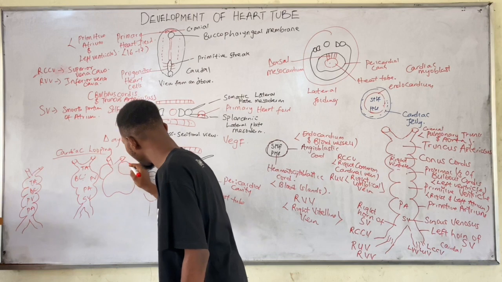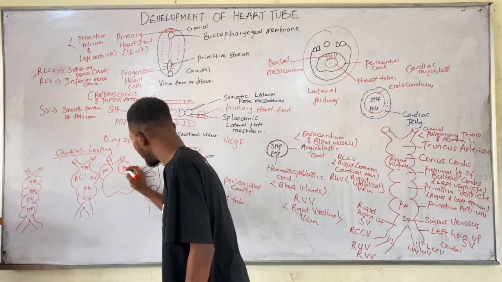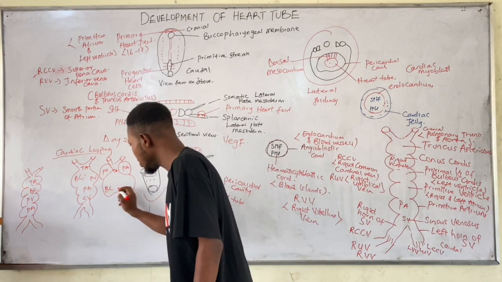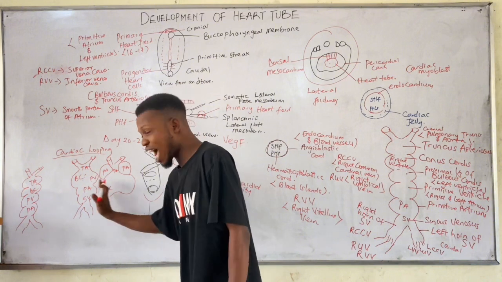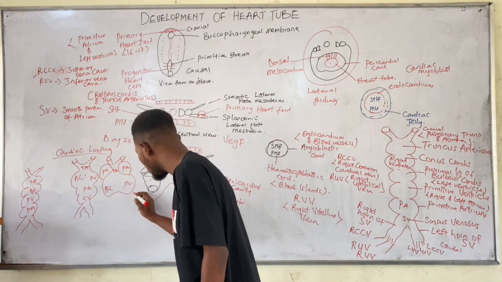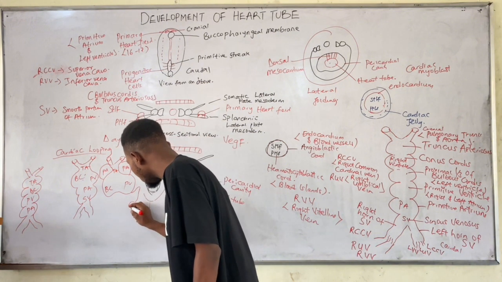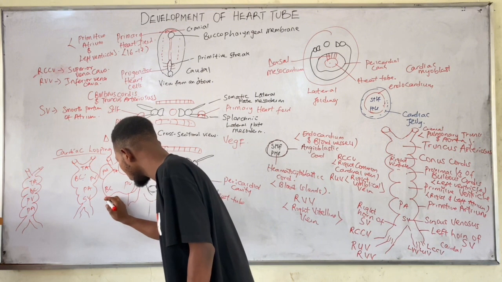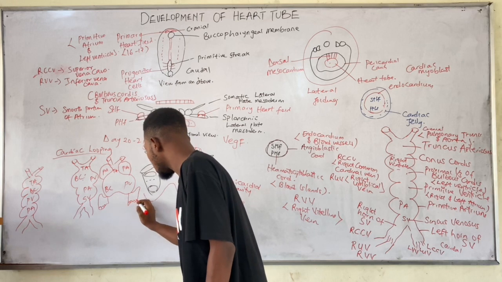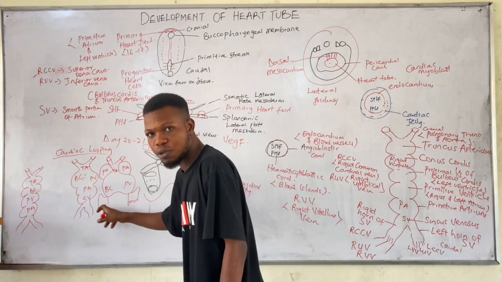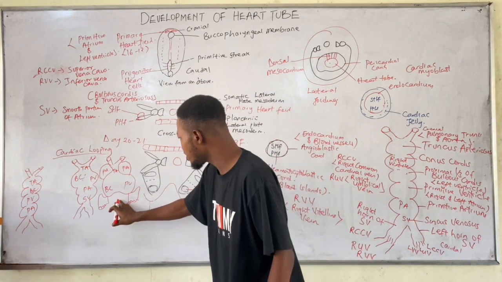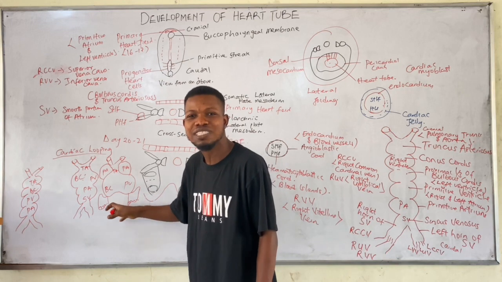So this is my primitive atrium. This is my truncus arteriosus. This is my bulbus cordis, because bulbus cordis will later become our what? Right ventricle. And we have here to be our what? Primitive ventricle, which will later become our left ventricle. And then we have this here. This is our what? Our sinus venosus, the veins that make up the sinus venosus, the midline vein, the umbilical vein, and so on. So this is the structure of the heart tube immediately after cardiac looping.